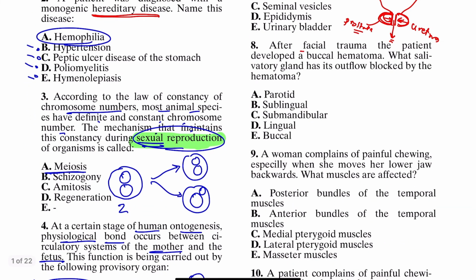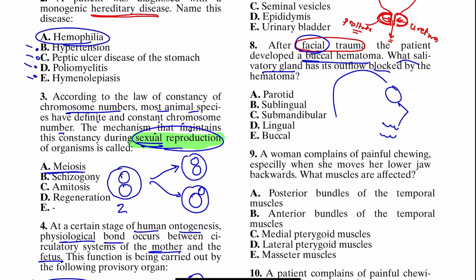Here we have, during facial trauma, injury to the head, the person developed a buccal hematoma. So first of all, they ask what salivary gland is blocked by the hematoma. So they ask about a salivary gland outflow blocked by the hematoma. So first of all, what is buccal? What is hematoma? Buccal means cheek area. Hematoma means collection of blood.